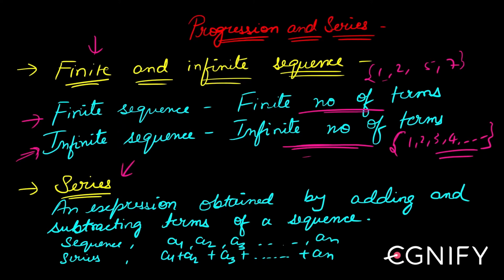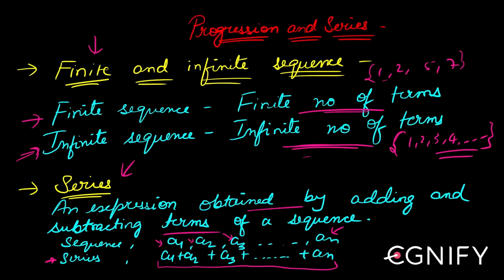Coming to what a series is. A series is an expression that is obtained by adding or subtracting the terms of a sequence. So if your sequence has terms a1, a2, a3, and so on up to an, then a series of those terms is basically the sum of those terms, or maybe the difference of those terms. So doing operations like addition and subtraction on the terms of a sequence gives rise to a series, right?